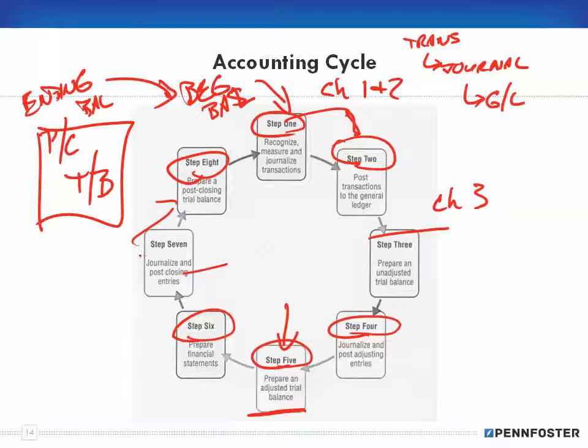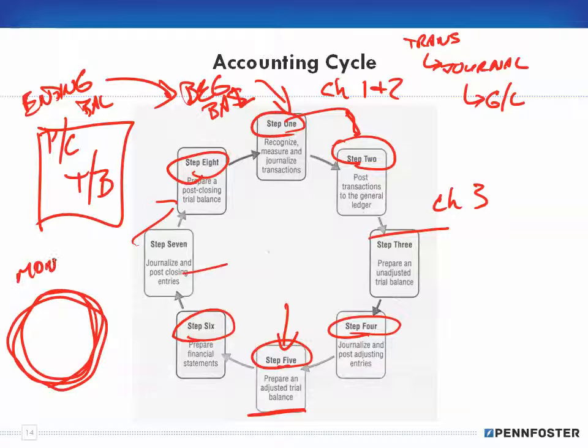Step number 1. And that's all this is. It's just a circular thing where we go around and around and around, from one accounting period to the next. If we have a monthly accounting period, that means we're going to go through the circular process 12 times during the course of the year.